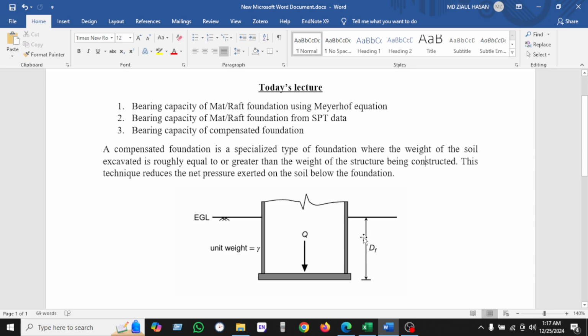the weight of soil is excavated. We extract soil roughly equal to or greater than the weight of the structure being constructed. So this soil will be excavated, with a weight equal to or greater than that of the structure to be constructed, and the technique reduces the pressure exerted by soil below the foundation.